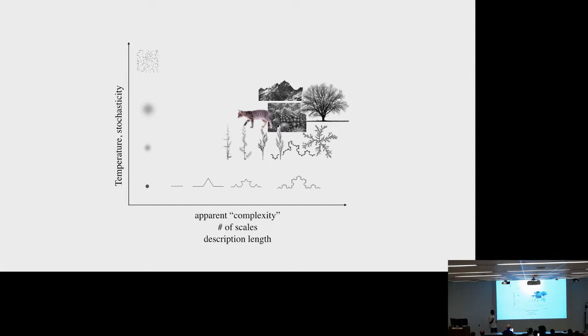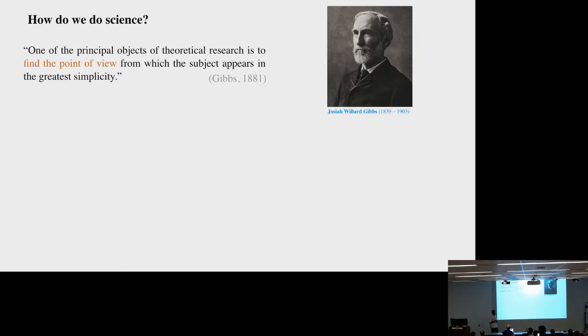How do we do science? This is a quote by Gibbs, who tells us that doing theoretical research is to find the point of view from which the subject appears in the greatest simplicity.